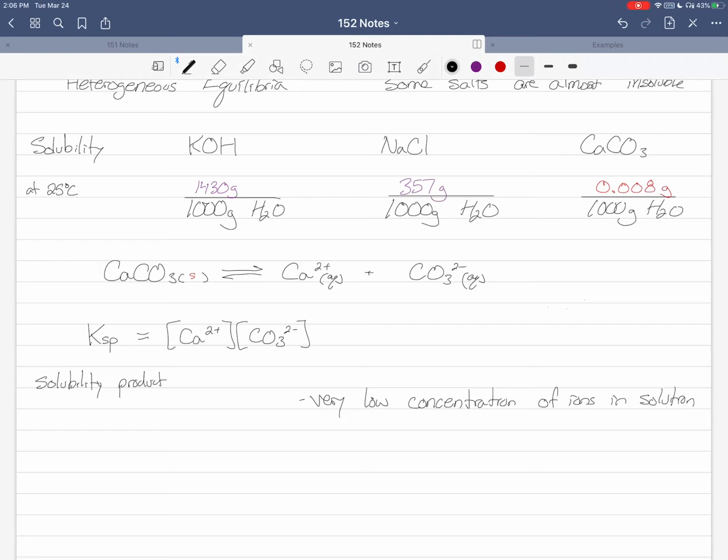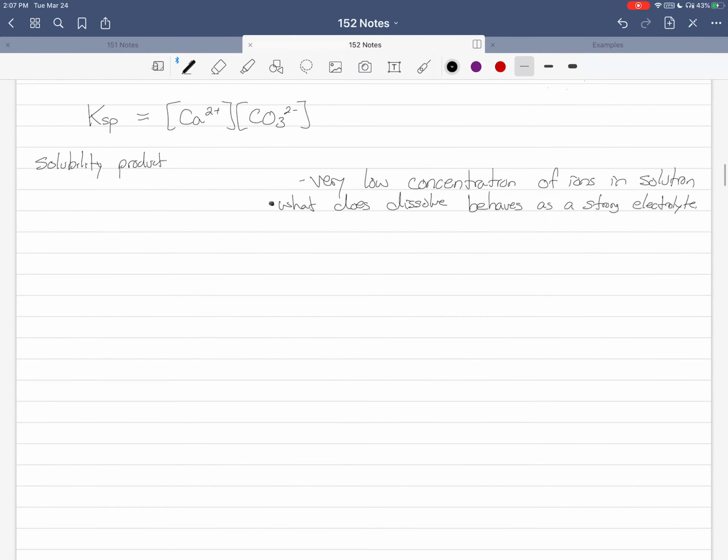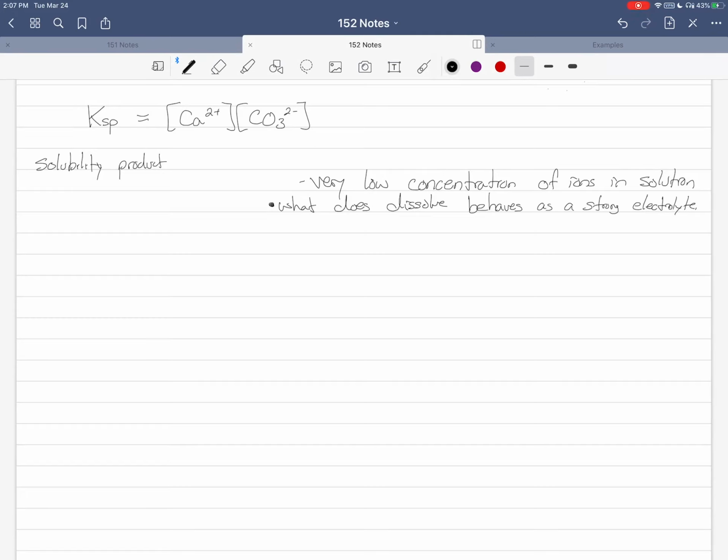However, what does dissolve behaves as a strong electrolyte. And of course, that means it conducts electricity well. However, there are very low ions in solution. All right, so let's review real quick.